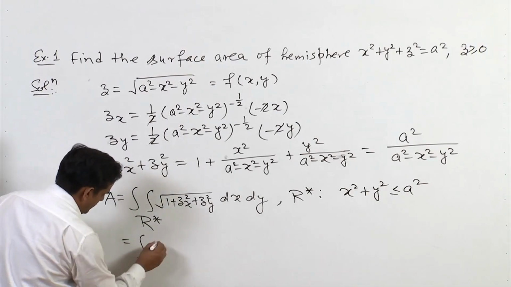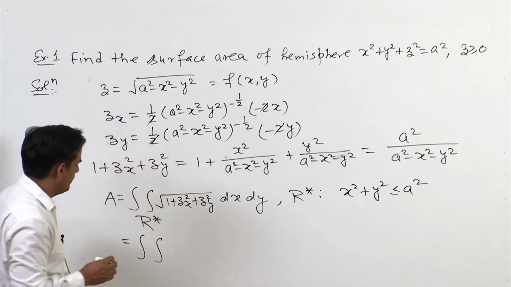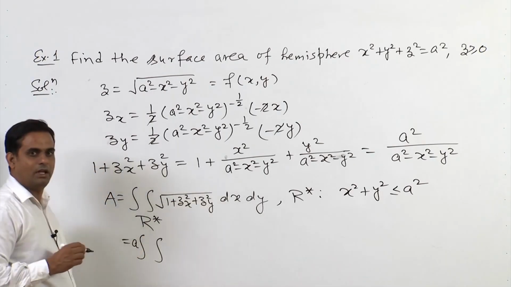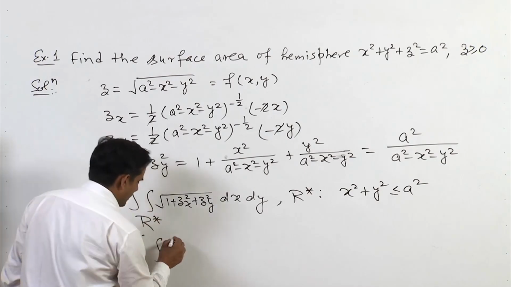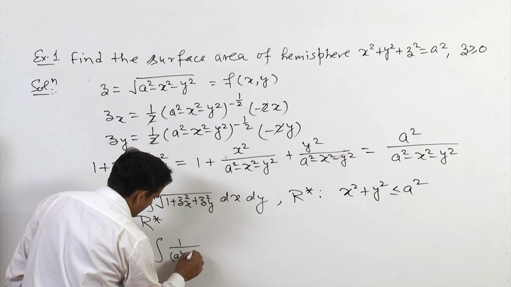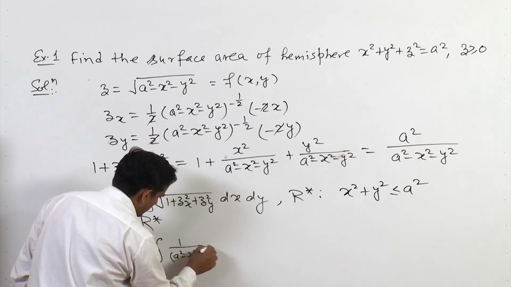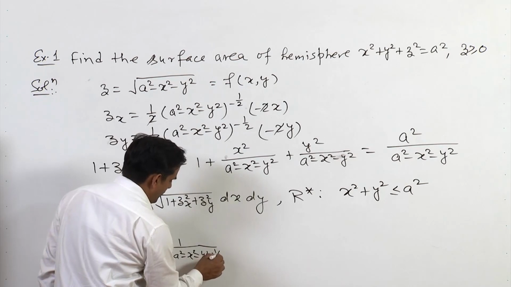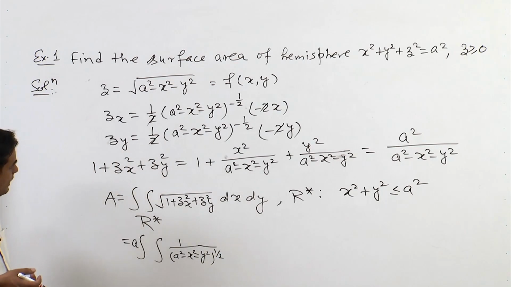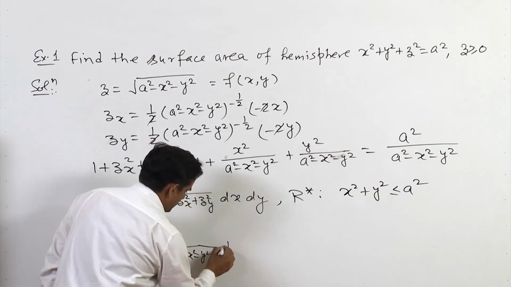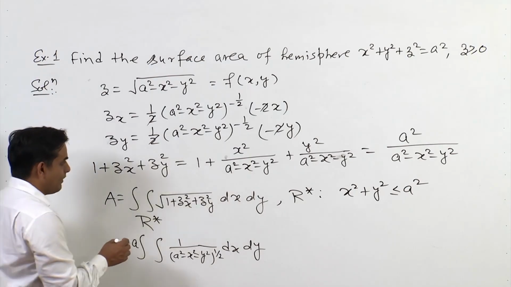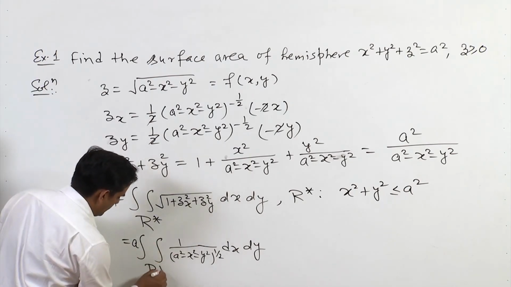It means I will be having a square. So when I take the square root, a will come out, okay, and then 1 upon a square minus x square minus y square raised to power half, okay, and then dx dy over this region r star.